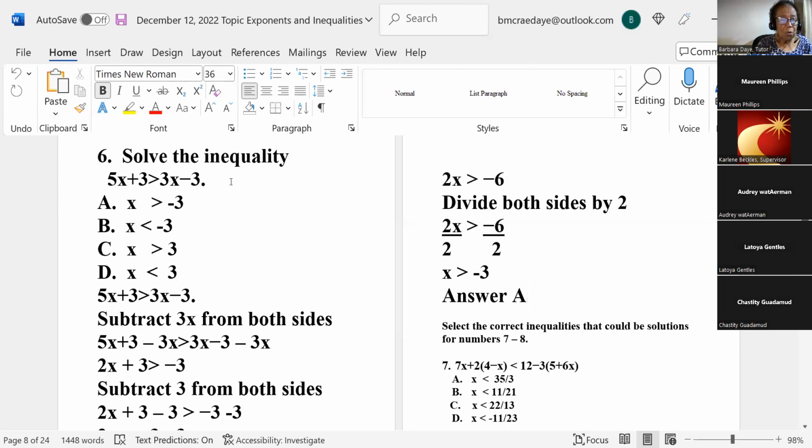No different, right? If it's adding, you do the opposite, subtracting. If it's multiplying, you do the opposite, division. Like here, to get x, we divided by 2, because that's a multiplication. 2 times 2x means 2 times x. Got it? Okay. Questions on number 6? Questions?